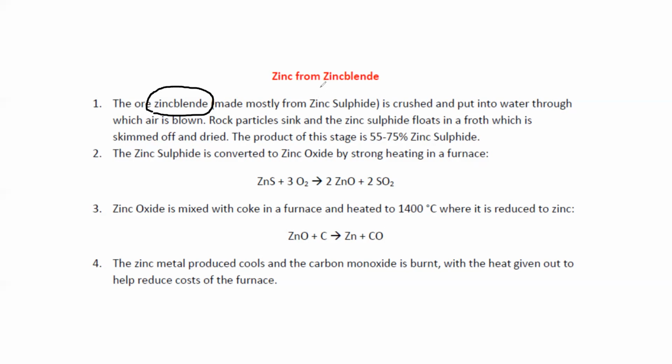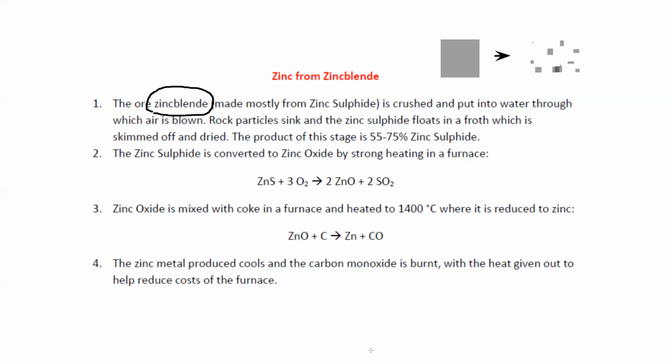So first what we do, first we crush this zinc sulfide. Like we have large pieces of zinc sulfide, and we crush it and break it down into smaller pieces. And then we put it into water in which we blow the air.